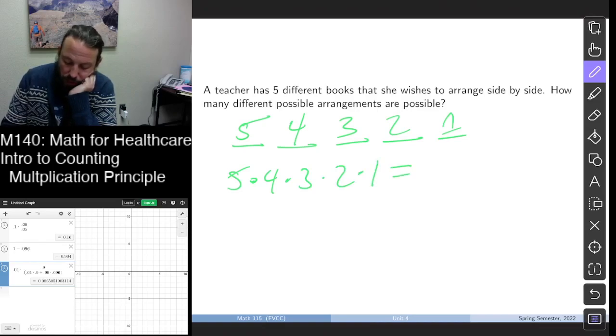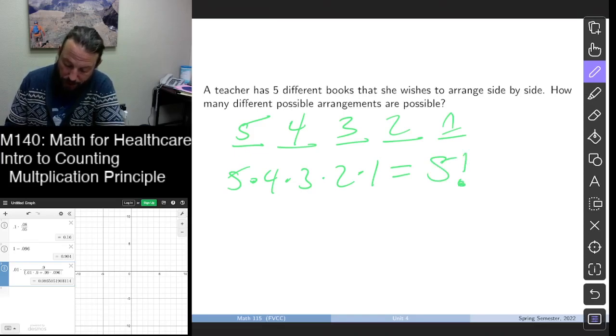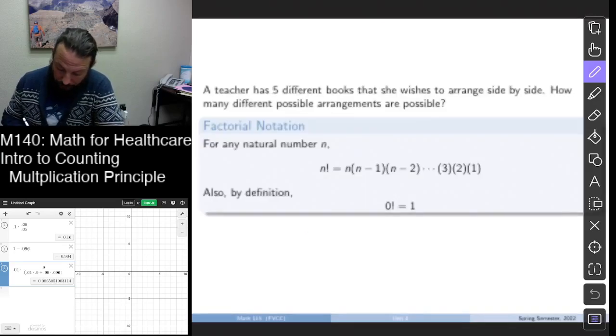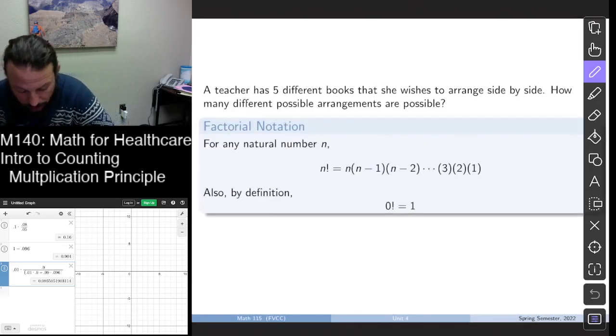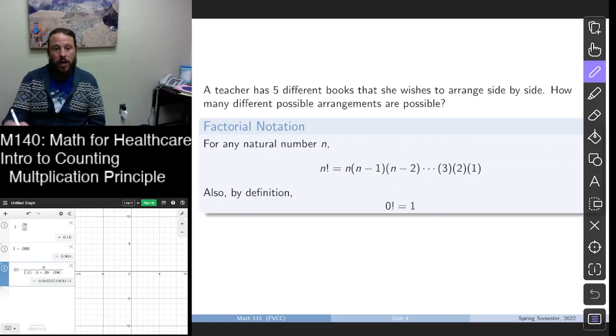And this is new notation now. We call this 5 factorial. And what is that? 20 times 6, this is 120. In general, that factorial notation is n factorial equals n times (n minus 1) times (n minus 2), all the way down to 1. By definition, and I'm not going to take the time to explain it, 0 factorial equals 1.